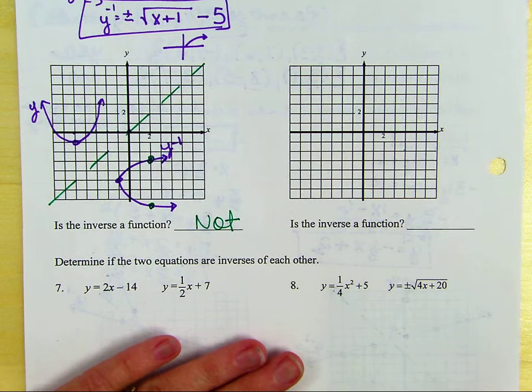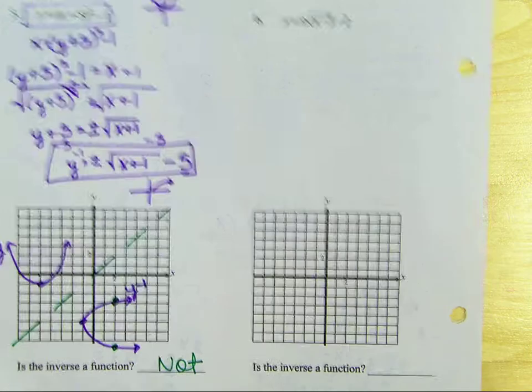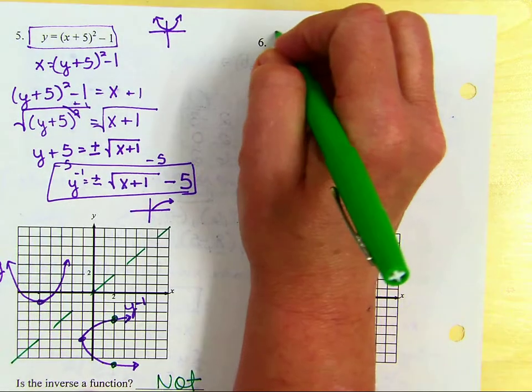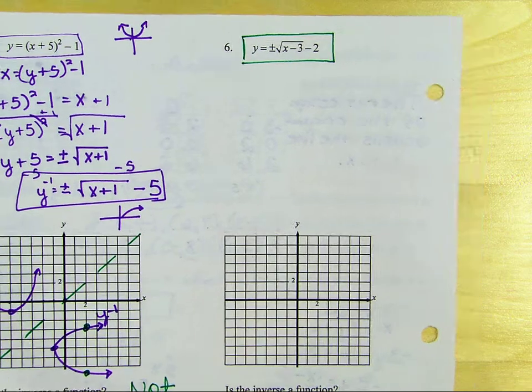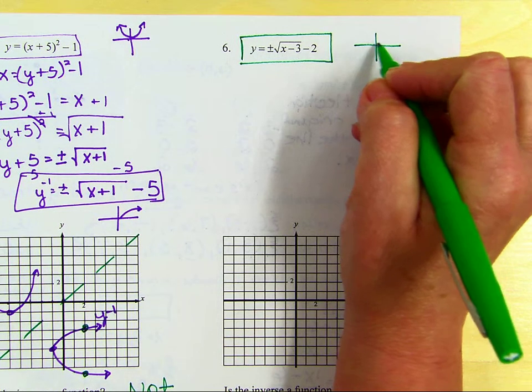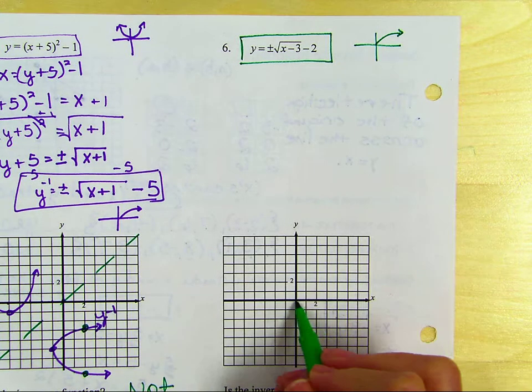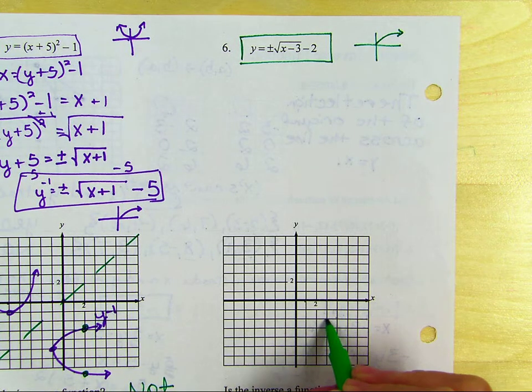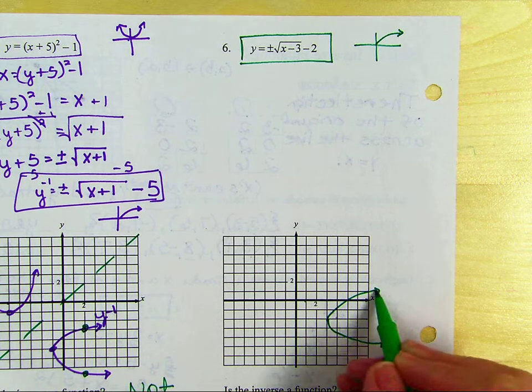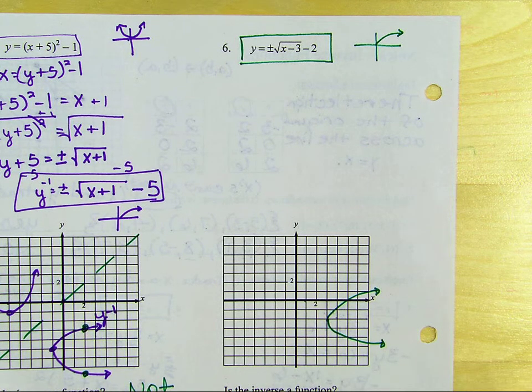Let's get number 6. Again, let's go ahead and graph this one first. Okay, it is a square root function, right 3, down 2. Right 3, down 2, that's the positive. Here's the negative. Now let's find the inverse.